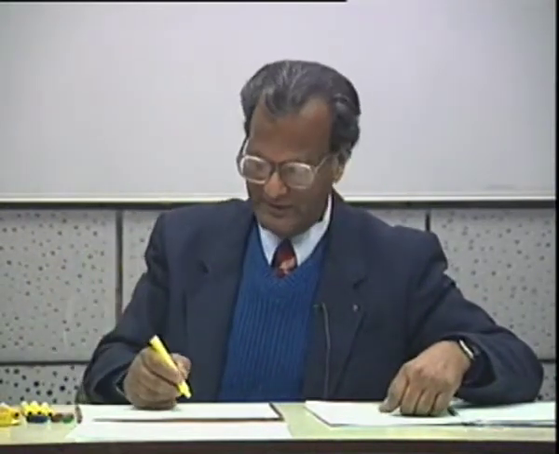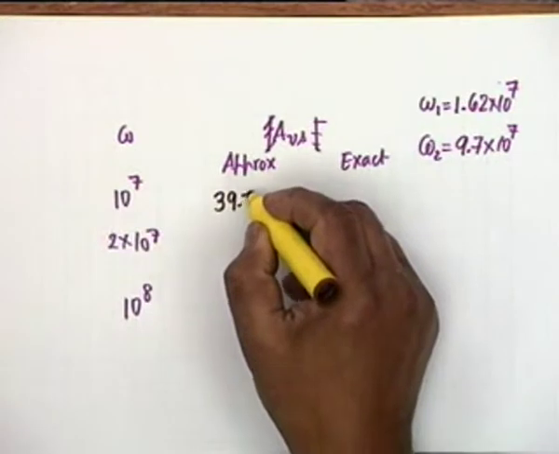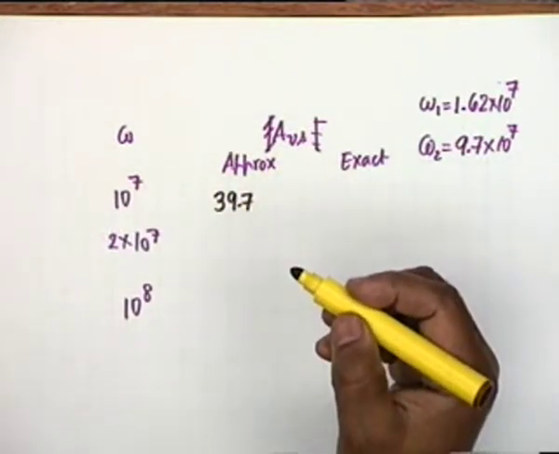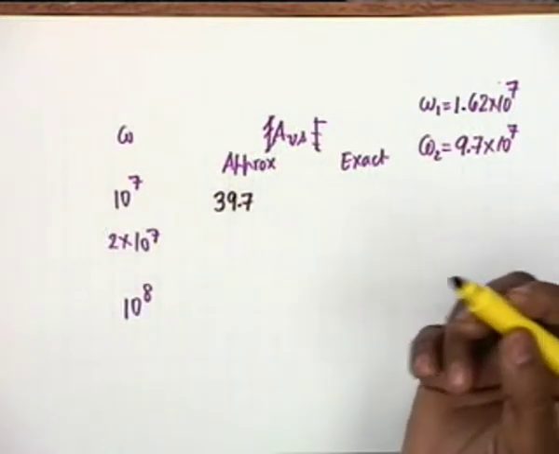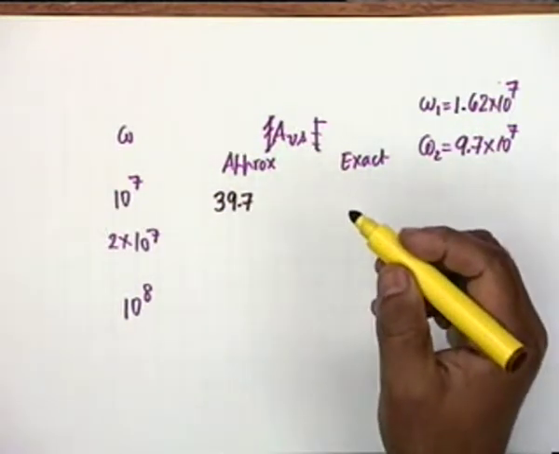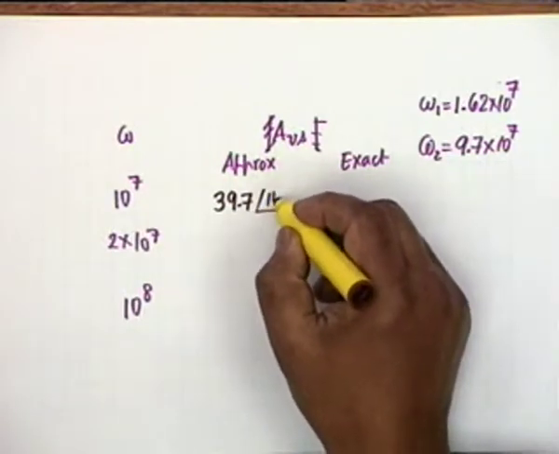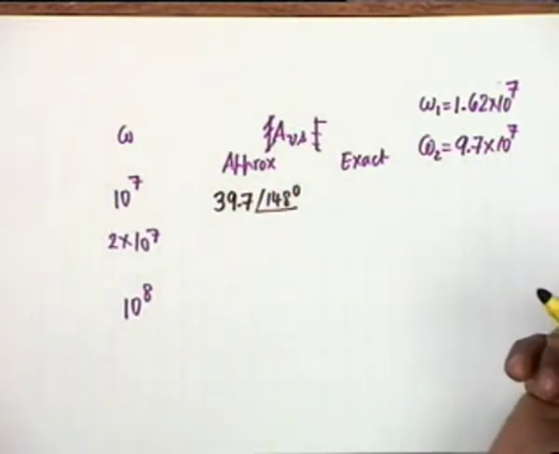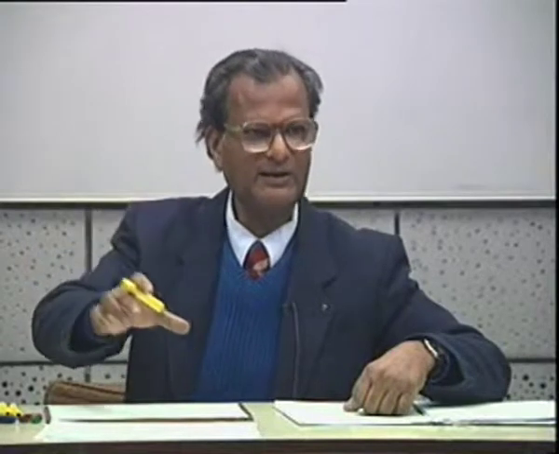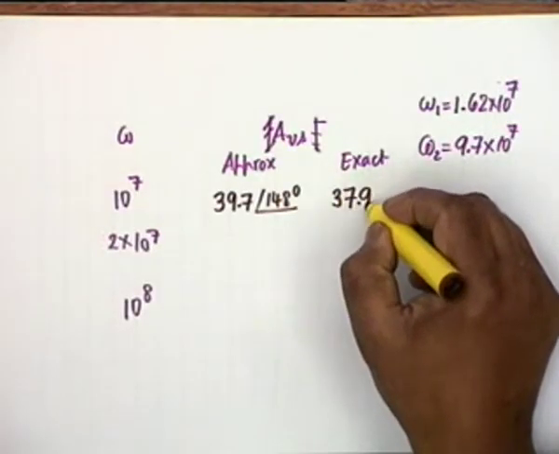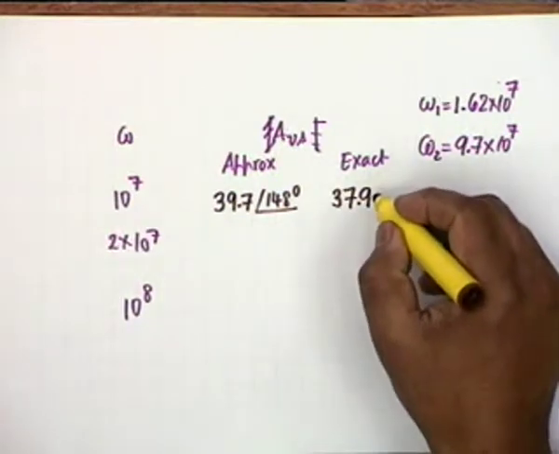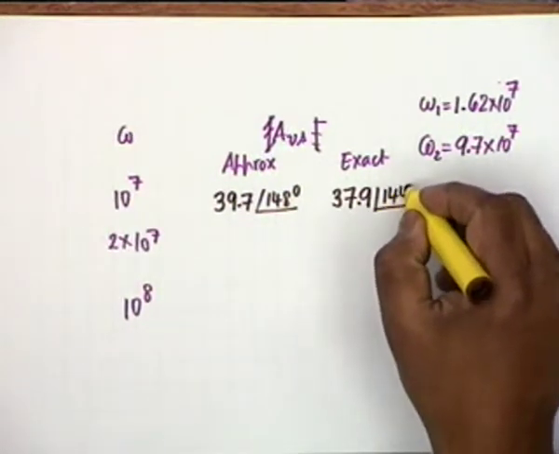The approximate value is 39.7 magnitude, and the angle, instead of 180 degrees at midband, now becomes less than 180, it becomes 148 degrees. It's a complex expression, find out its magnitude and its phase. Obviously you have to feed it into a computer. And the exact values come 37.9, angle 144 degrees.